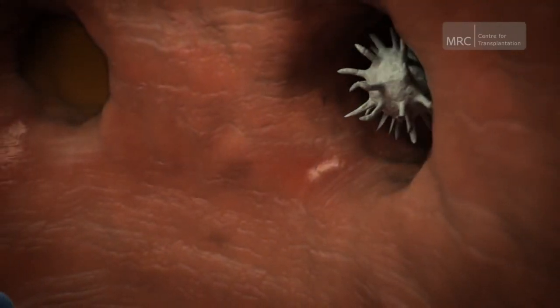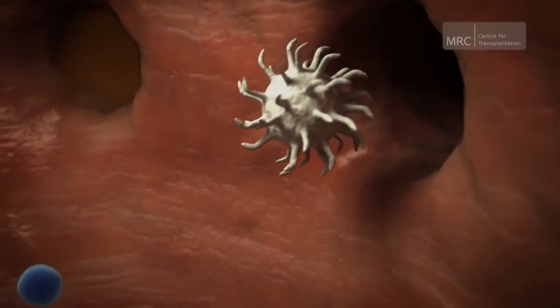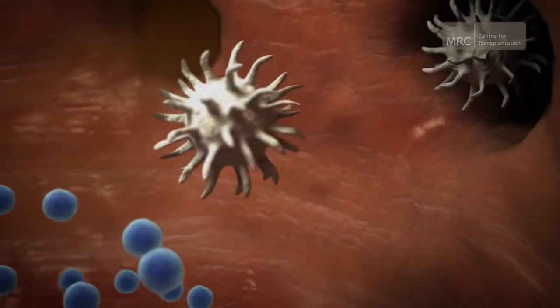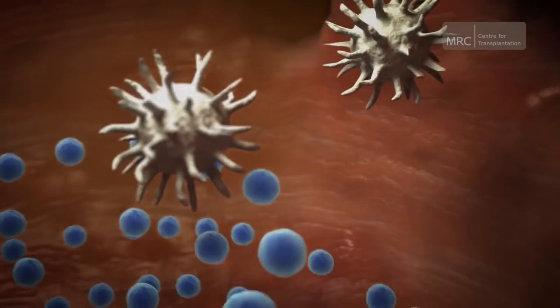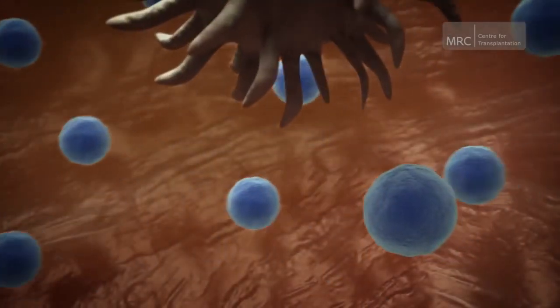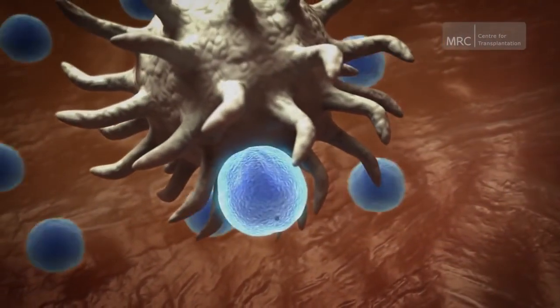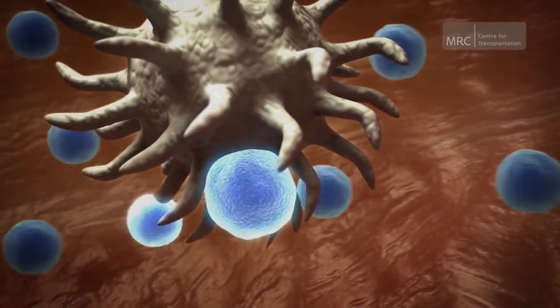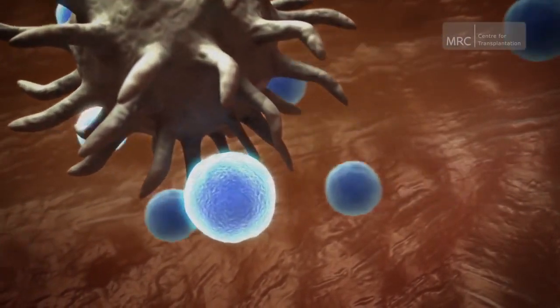Dendritic cells, which are coming from the transplanted kidney, enter the lymph node and begin to mix with the T cells. And as they come into contact with the T cells, some T cells become activated. The body's defense mechanism has been triggered.